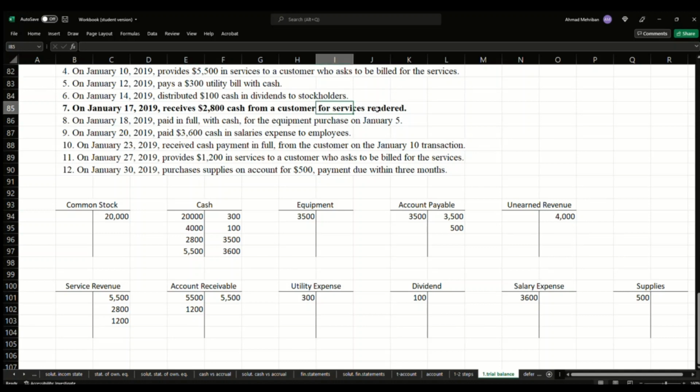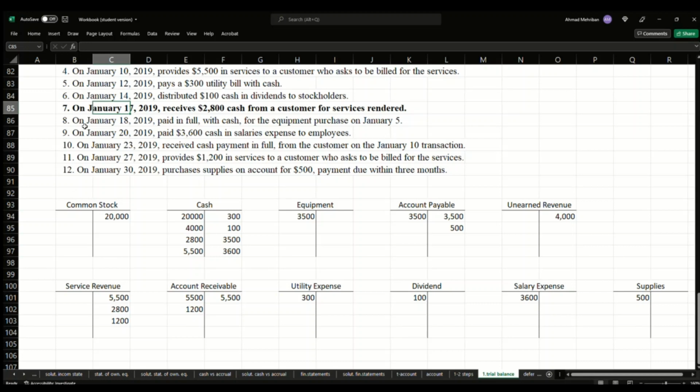it doesn't specify here. Only if it specified that on January 10 the customer for whom we provided service pays cash, only then would we connect this transaction to the 10th, just like it was done in here. As you can see, they clearly say on January 10th. They link this transaction to the January 10 transaction. But because here it doesn't, we just assume, or take it for granted, that this is a completely new customer, this is a different transaction, and we have to record it separately.